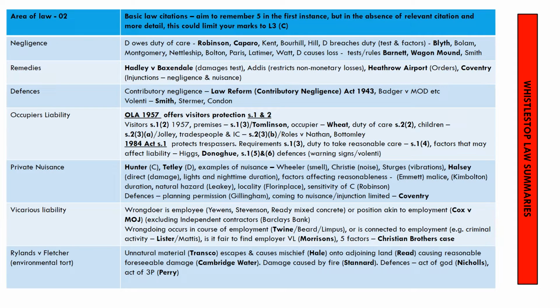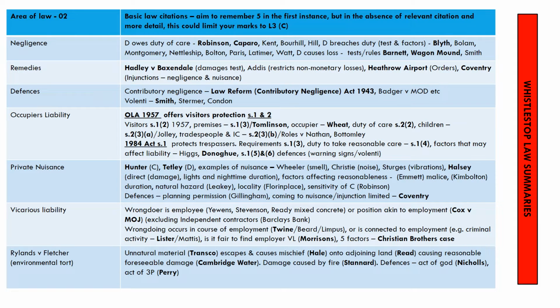And then for occupiers liability, which is a bit of a bigger area because it's got legislation and case law. So of course, as a minimum, you need to make sure you put the main acts. Okay, so you've got Occupiers Liability Act 1957, and then the Occupiers Liability Act 1984, depending on whether you are talking about visitors or trespassers.